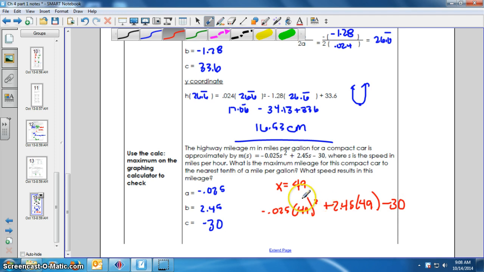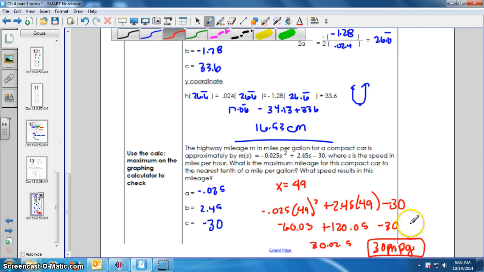So when you simplify, squaring and then multiplying, you would get negative 60.02, or 0.03 if we round, plus 120.05 minus 30. And then add from left to right, and you would get 30.025, or about 30 miles per gallon. There we go, as our maximum. So this 49 represents the s, which is your speed. And then this speed would give you that 30 miles per gallon.